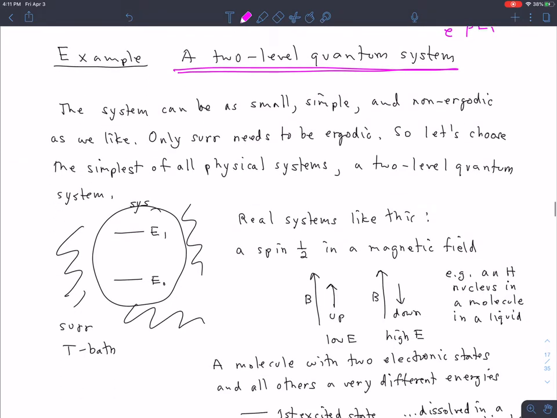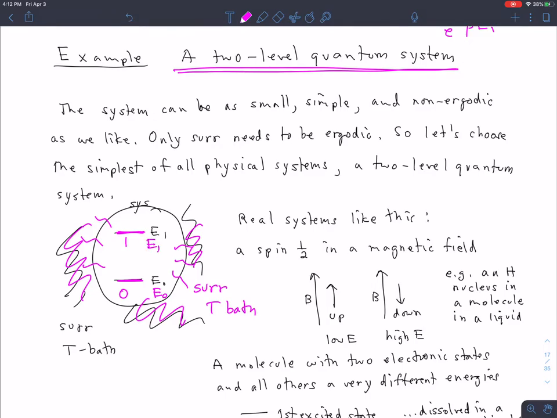All right, so here's the system we're going to consider. It's got a T-bath, of course, that's the surroundings. Those surroundings are assumed to be weakly coupled to our system, but inside the system there's just a something. Exactly what it is, well, we don't specify, but whatever that something is, it has only two quantum states, each with its own energy. Quantum state 0 with energy E0 and quantum state 1 with energy E1.